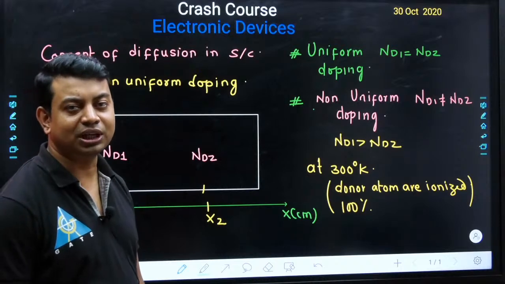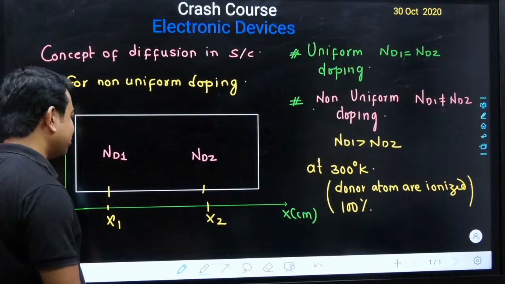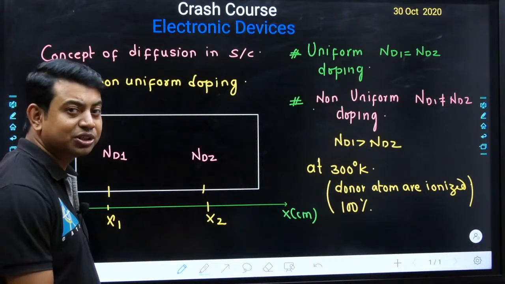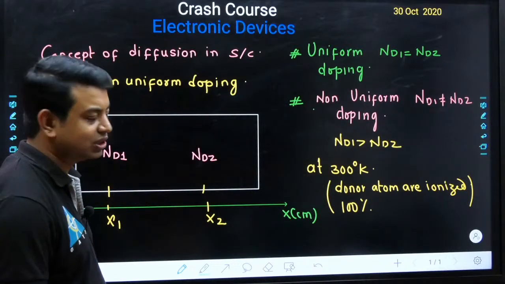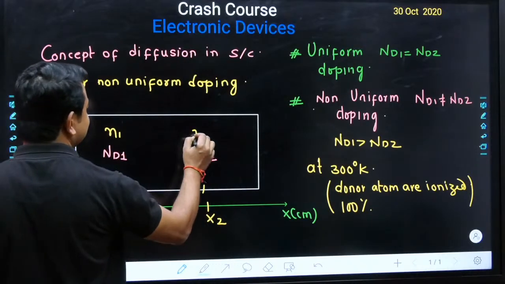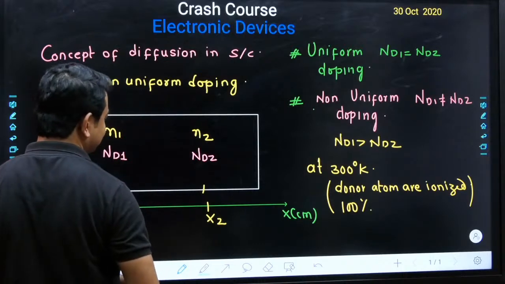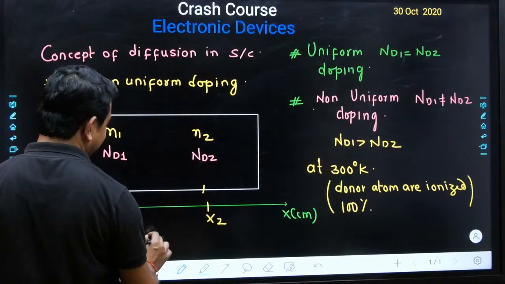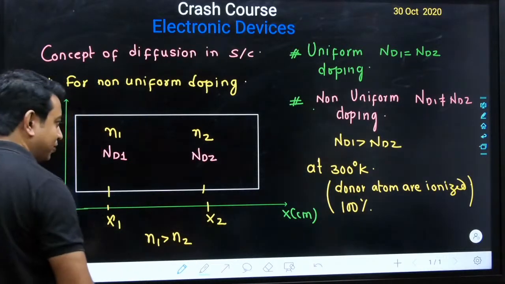donate one of its electrons to the semiconductor itself. So, we are having so many electrons here and so many electrons here also, but the concentration of electrons at this side will be greater than the concentration of electrons on the other side. Suppose N1 is the concentration of electrons on this side and N2 is the concentration of electrons on the other side at distance x2, then we can write N1 is greater than N2. This is known as non-uniform doping.